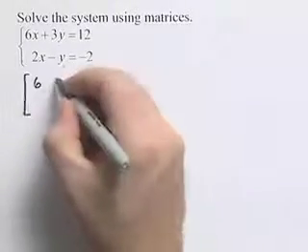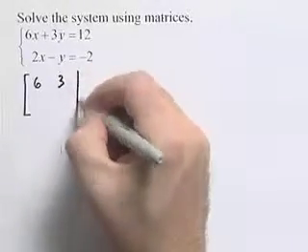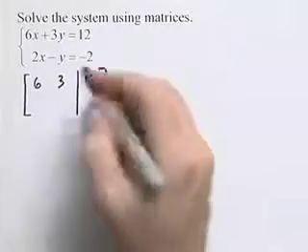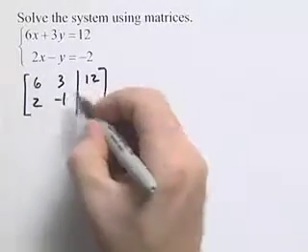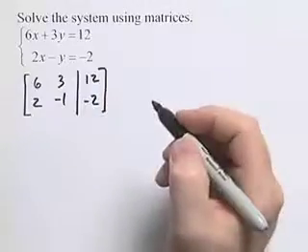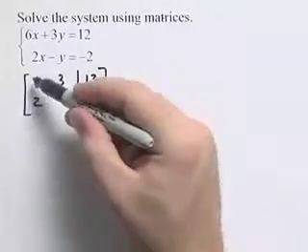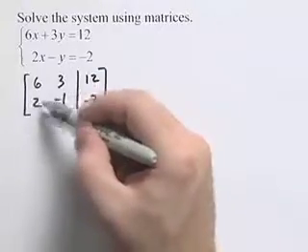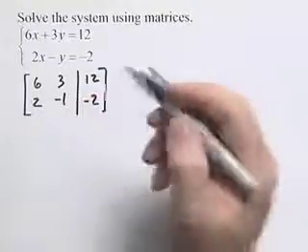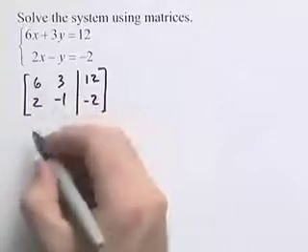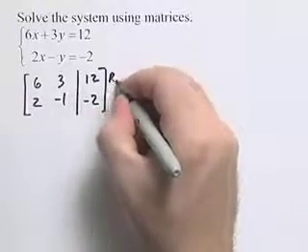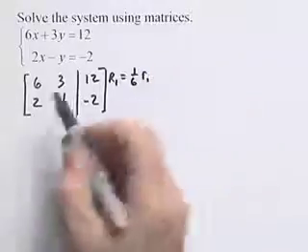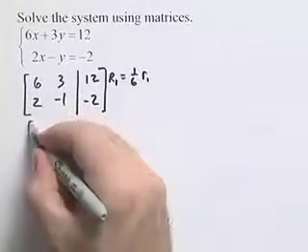So we're going to write 6, 3, and our vertical line that represents our equal signs, 12. Then we have 2, negative 1, negative 2. Now our goal is we want to get 1 on this diagonal here, so 1 there and a 1 here, and a 0 in the lower triangle area. So we're going to first start by letting our new row 1 equal 1/6 times our current row 1. That'll get us a 1 up here.